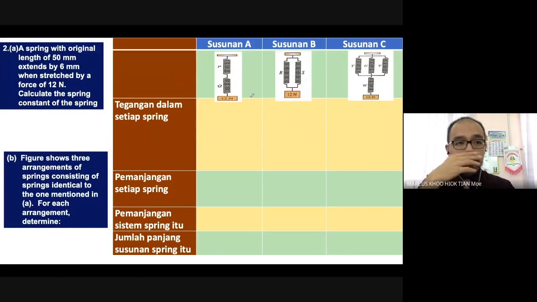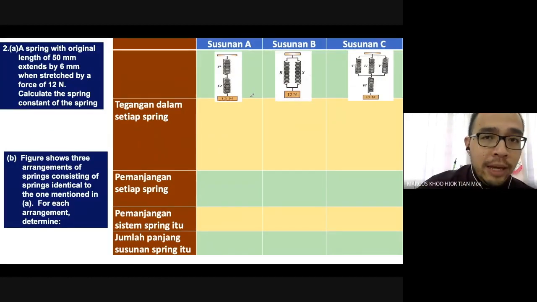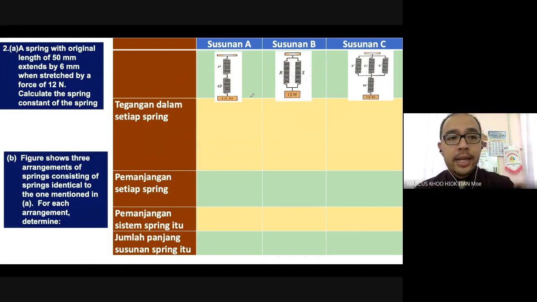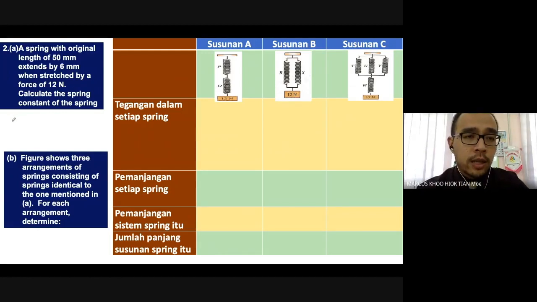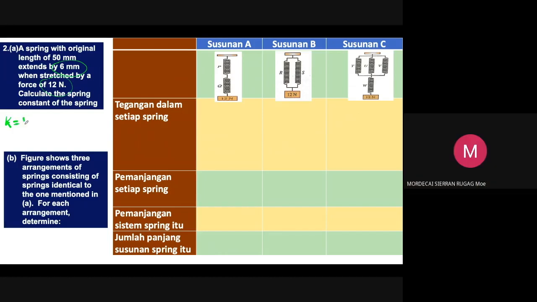A spring with an original length of 50 millimeters extends by 6 millimeters when stretched by a force of 12 newtons. So this is interesting lah. Calculate the spring constant of the spring. Can you calculate this for me, please? What's the formula for the spring constant? Kalau saya diberi these two, K equals F over X.